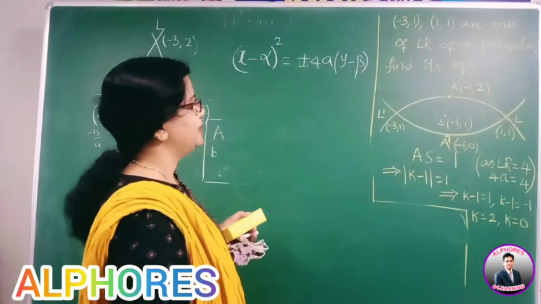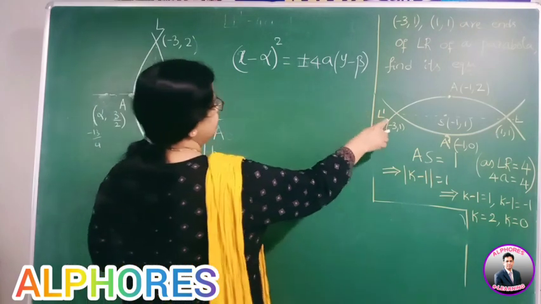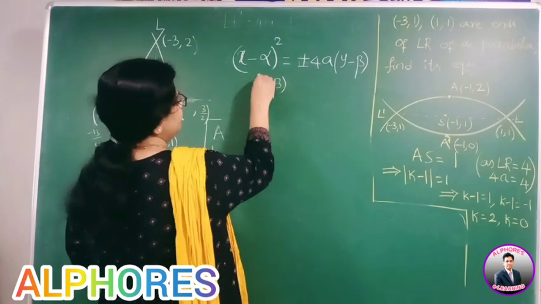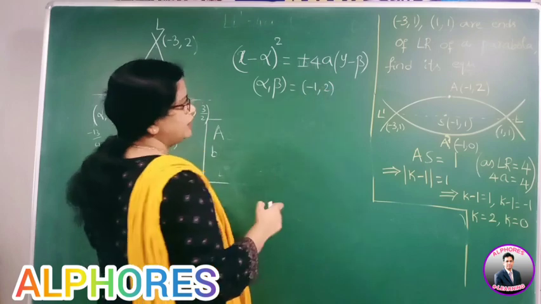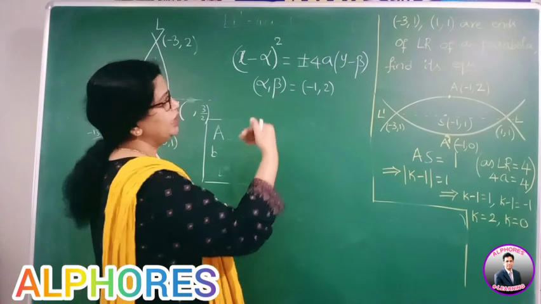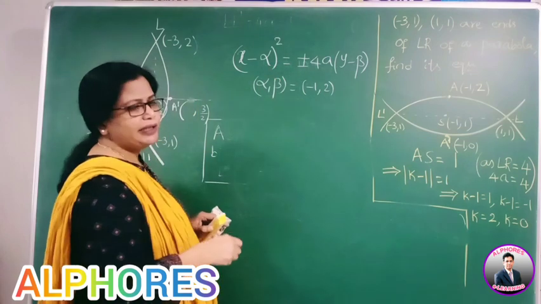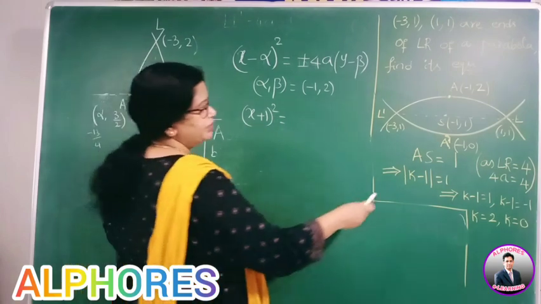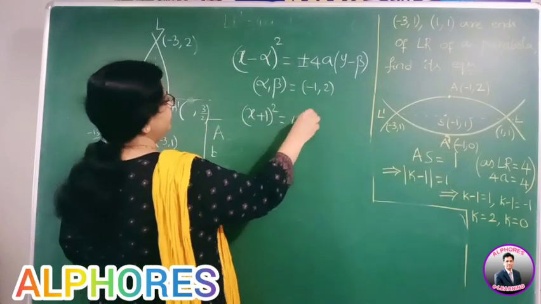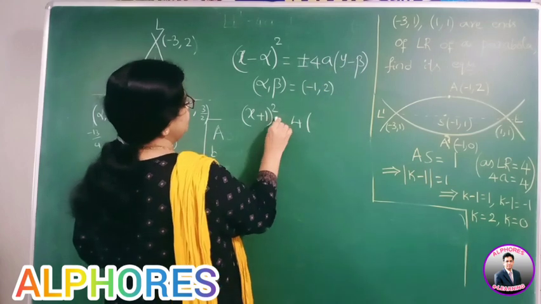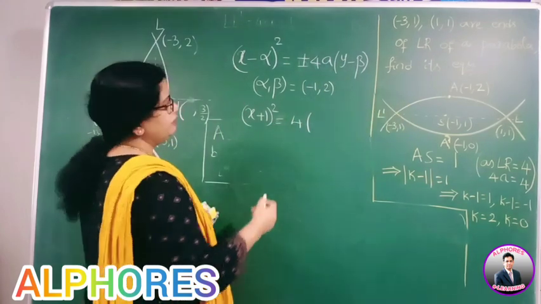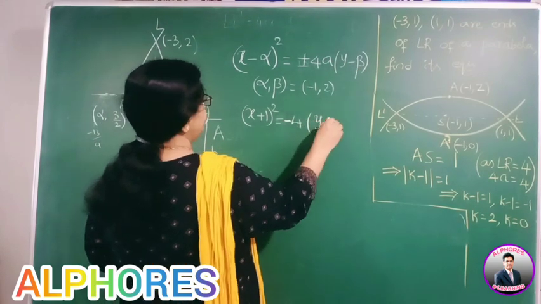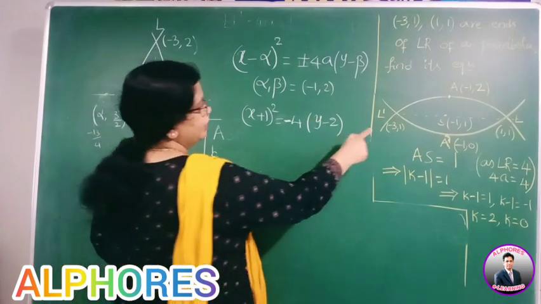In that way if I consider the values, now for this parabola, if I take (alpha, beta) equal to (-1, 2), then the parabola is coming downwards. Downwards means what symbol I have to put? Minus symbol. That means (x + 1)^2 is equal to 4a, which we got here as 4. Therefore 4 into, I have to write a minus symbol, because this parabola is coming downwards. So minus 4 into (y - 2). So this is one equation, this is downwards.